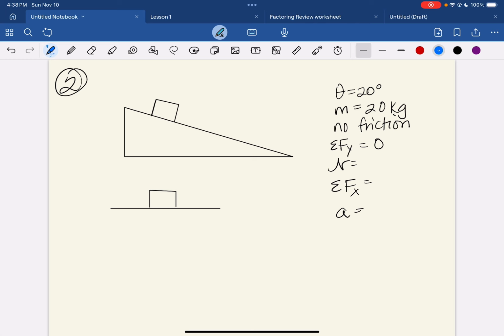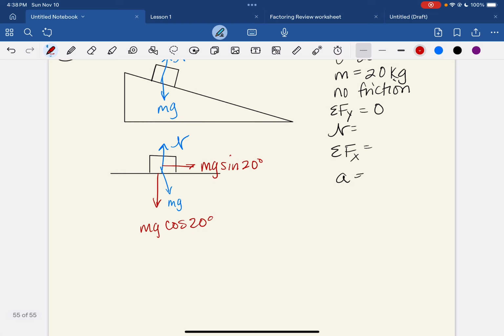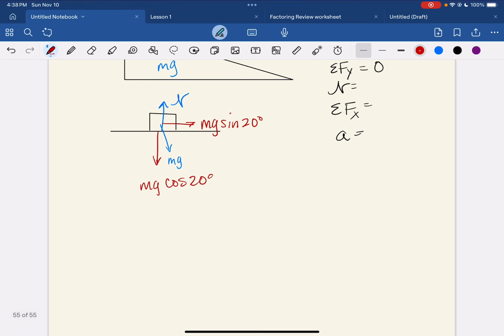So let's go ahead, and we know our force diagram looks like this, right? So our mg will be askew. And so we're going to pull that into mg sine theta, or sine 20 degrees. And then my y is going to be mg cosine 20 degrees. All right, so very, very similar to the last one.